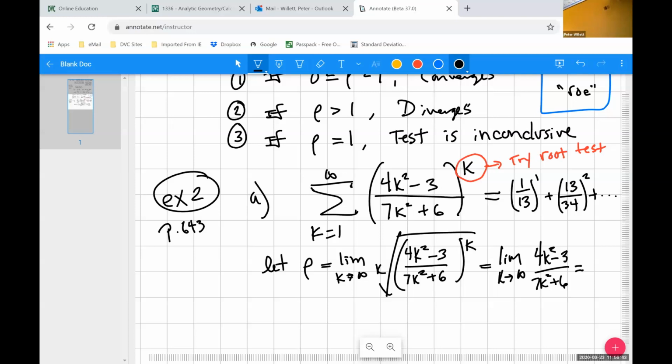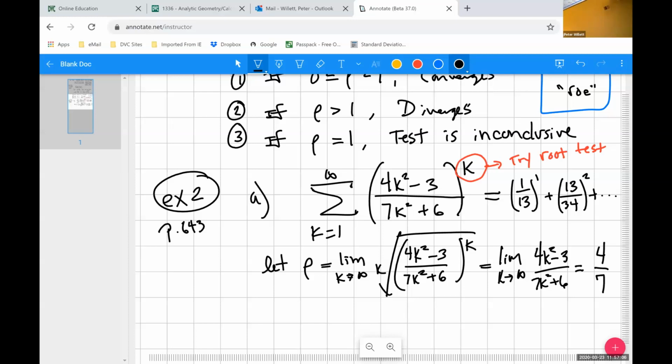So does somebody think they could evaluate this limit? Anybody want to offer up a suggestion for what you'd get? So I see a text sent in of 4/7, which is perfectly correct. Well done. And again, how would we know that?